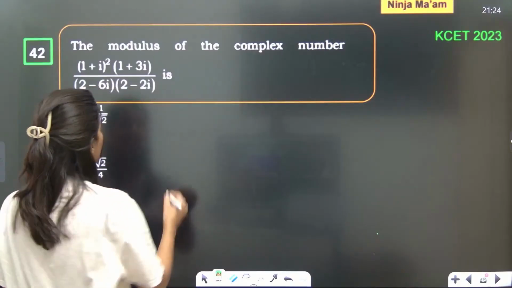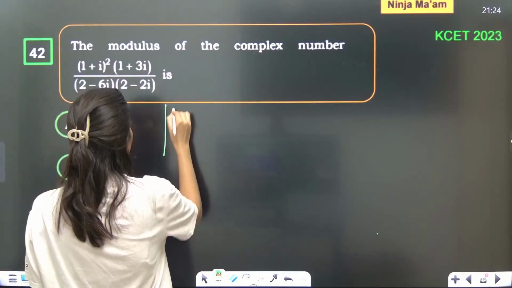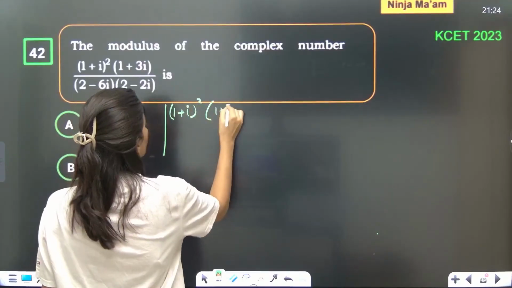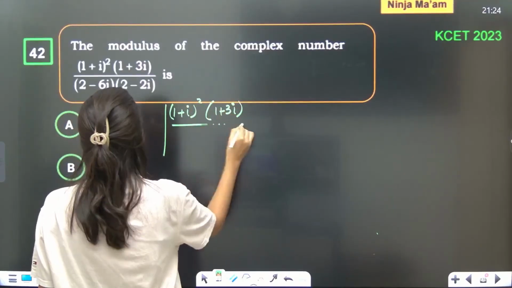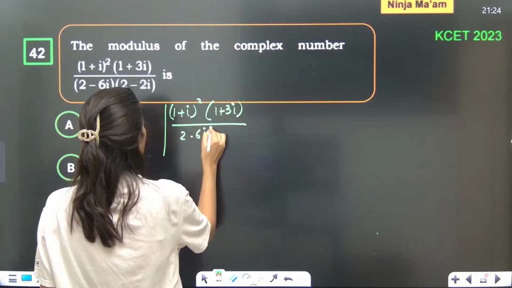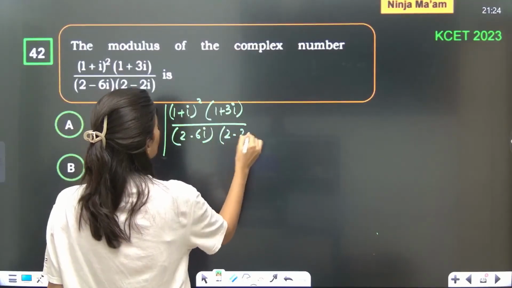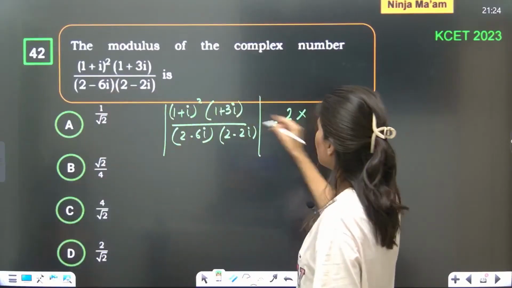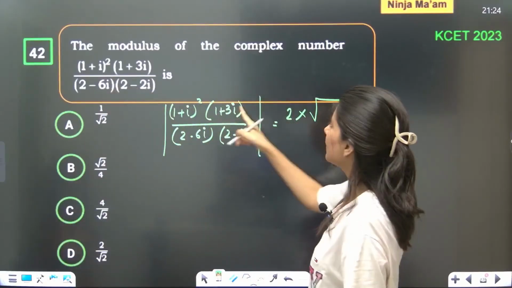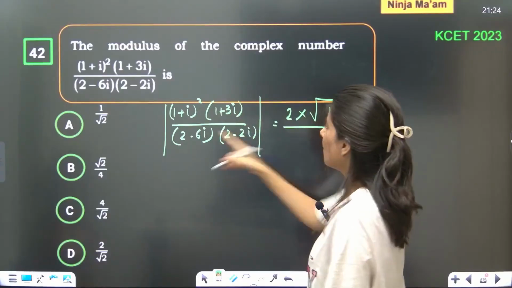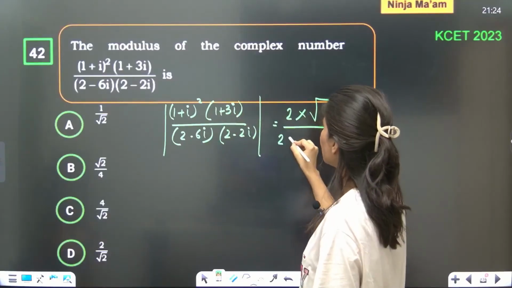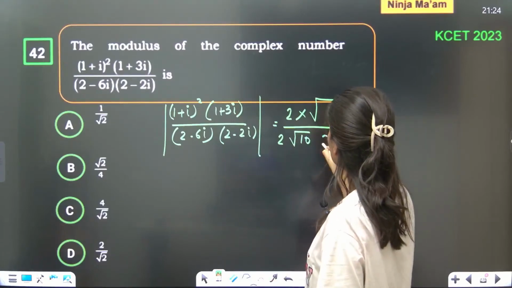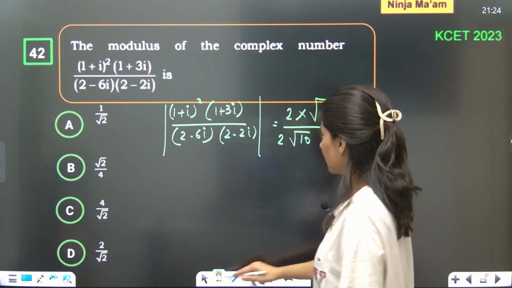Modulus of complex number, okay? So, modulus of (1 plus iota) whole square, (1 plus 3 iota) upon (2 minus 6 iota), (2 minus 2 iota). This is what you're looking for. Modulus of this is 2. Modulus of this is square root of 1 square plus 3 square, so root 10. Modulus of this, if you take 2 common, square root of 1 minus 3 iota, so root 10. And this, if you take 2 common, is square root of 2. So this will be your answer.